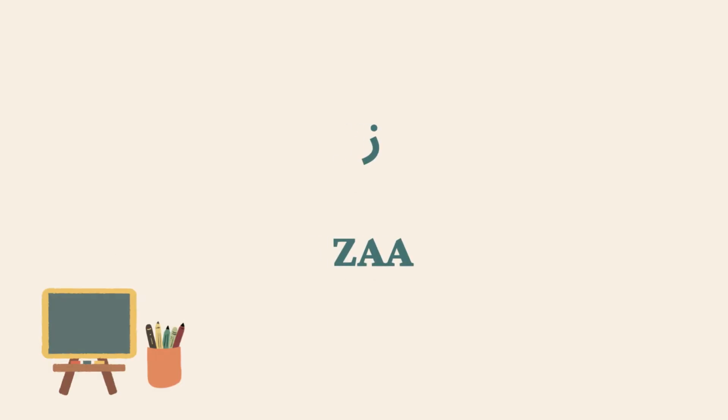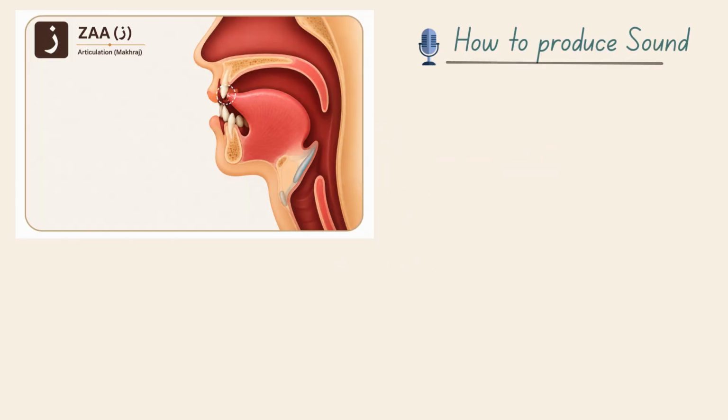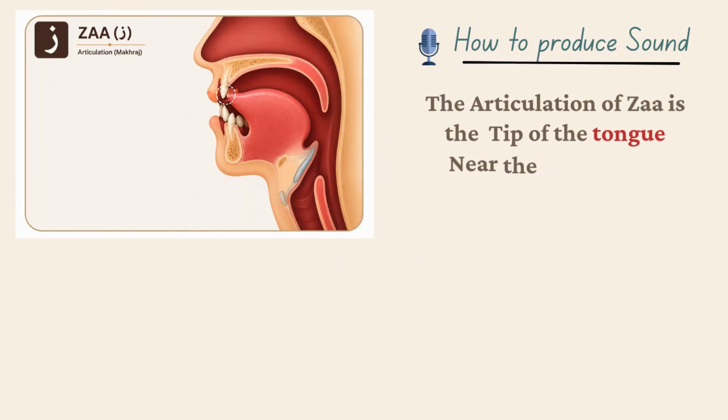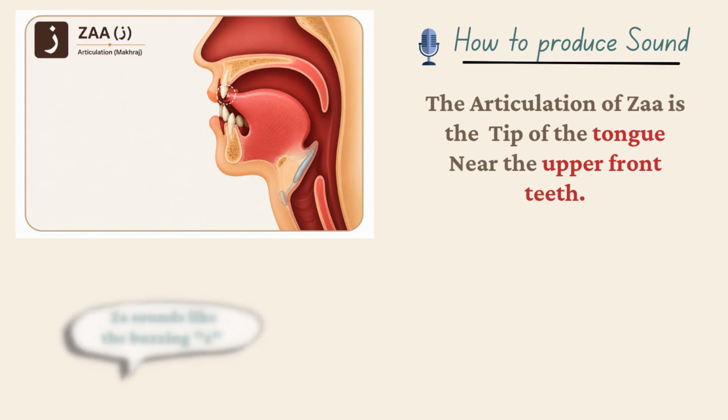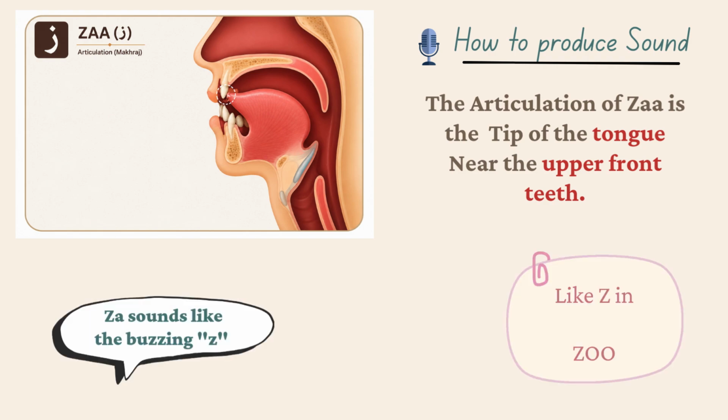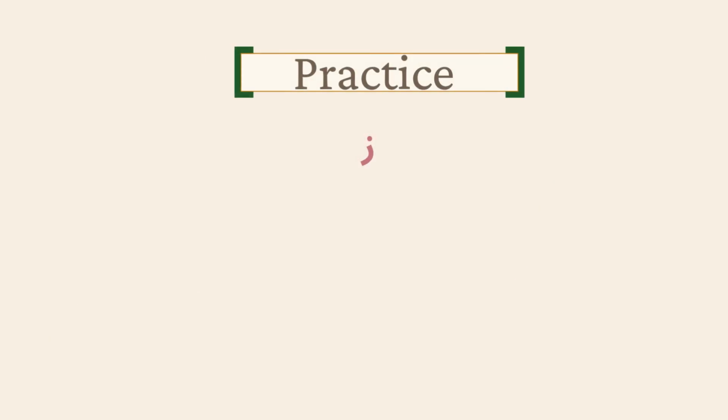Our last letter today is Za. The articulation of Za is the tip of the tongue near the upper front teeth. In English, we say like Z in zoo. Let's practice the letter. Say it with me. Za, Za, Za.